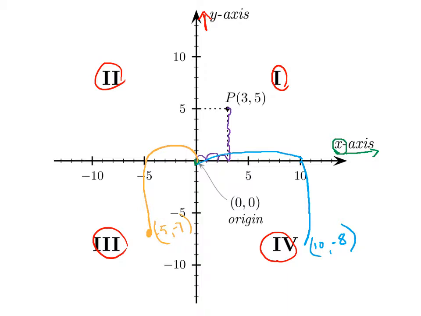Let's plot something in the second quadrant. So we're going negative on the x-axis. Let's go -8, and then we're going to go +5. You don't have to write positive like +5. It's just understood. If it has no sign, it's positive.